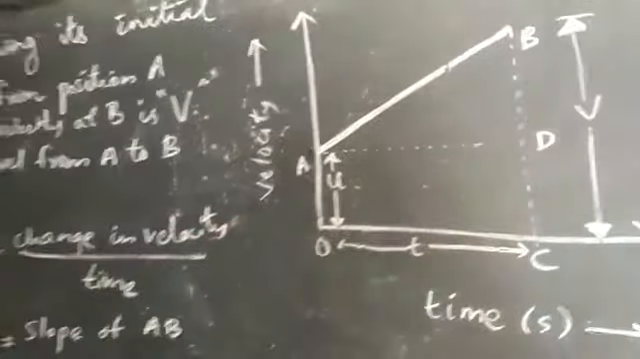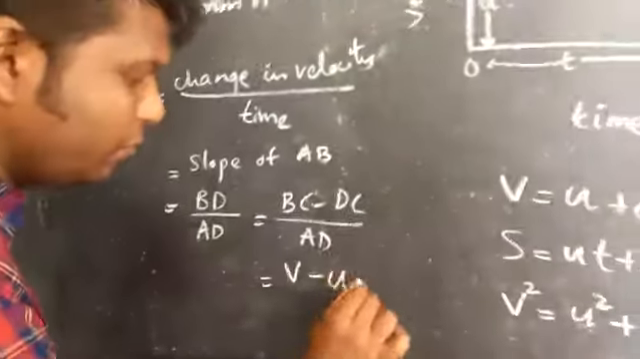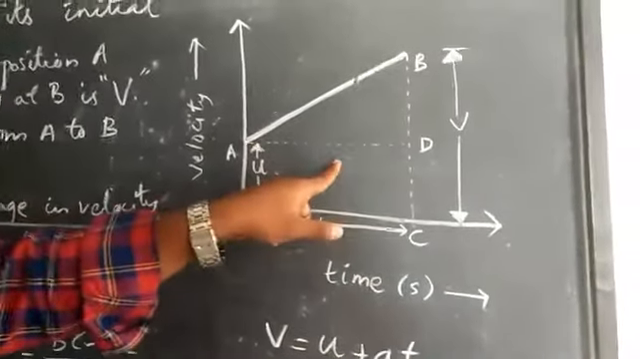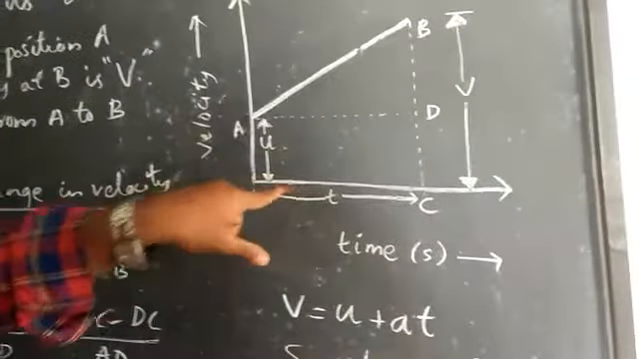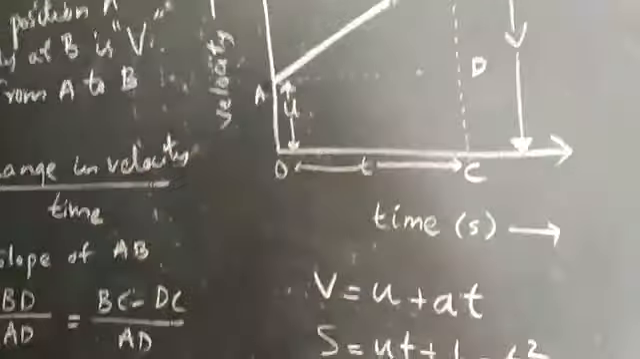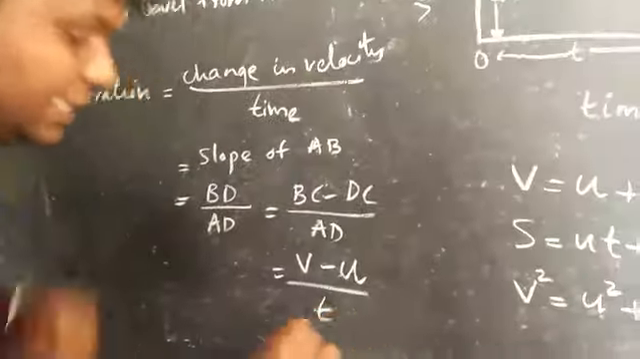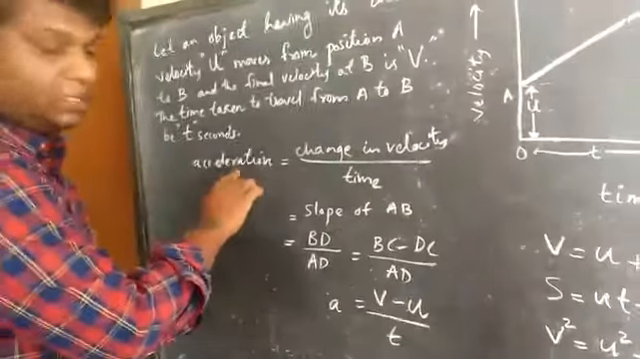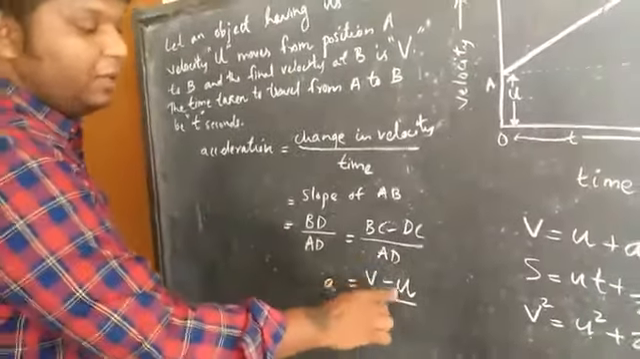So instead of DC, I am writing u, divided by AD. Here nothing is given for AD, but as I told you right now, this is equal to OC. OC is already t, so this will also be t. So instead of AD, I am writing t. So what is this? This was the acceleration a, right? So a is equal to (v minus u) by t.